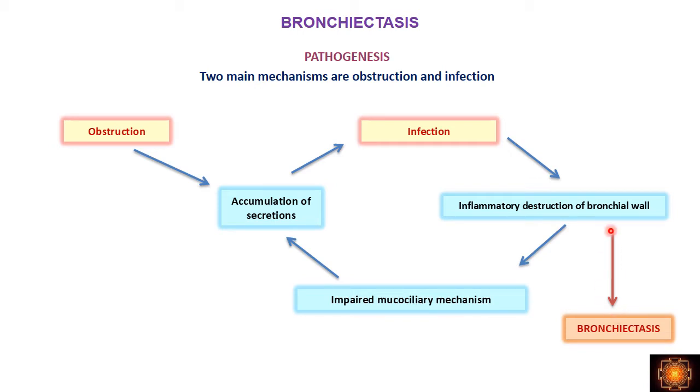Another thing is, when there is destruction because of the mediators, even the ciliated epithelium is lost. If the epithelium doesn't have cilia, the secreted mucin cannot be pulled up. So when there is an impaired mucociliary mechanism, all the secretions which are produced start accumulating again, and again it will be infected. So this becomes a vicious cycle. This is the main mechanism for bronchiectasis.